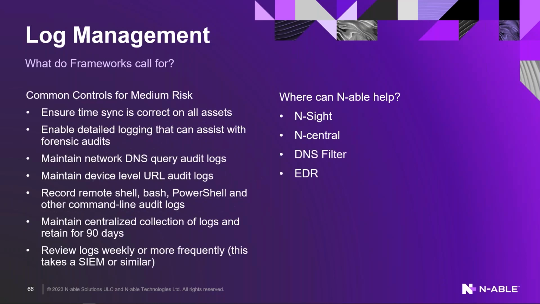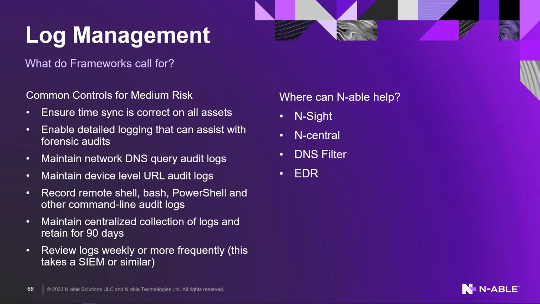For the medium risk, we start getting into the common controls that are asked for in medium risk profiles. One of the primary ones that almost all of them say is ensure time sync is correct across all assets, because if you're looking at a log and it has a timestamp of 8 p.m. and you're looking at the log from somewhere else and that same event or correlation event has a timestamp of 6 a.m. because the clocks don't match, that's going to make it almost impossible to figure out those correlations. So time syncing is very important.